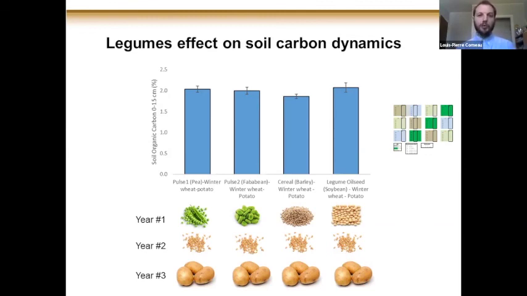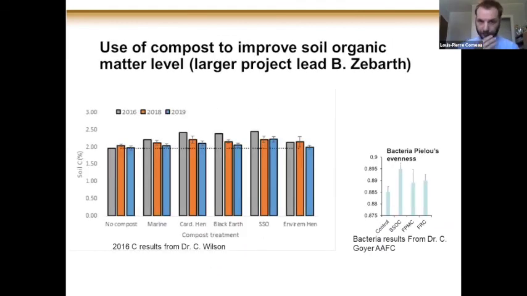We should not make a discussion and conclusion with those early results, but we might see further in the future an effect of those pulses and those legumes on the soil organic matter balance in this system in New Brunswick.